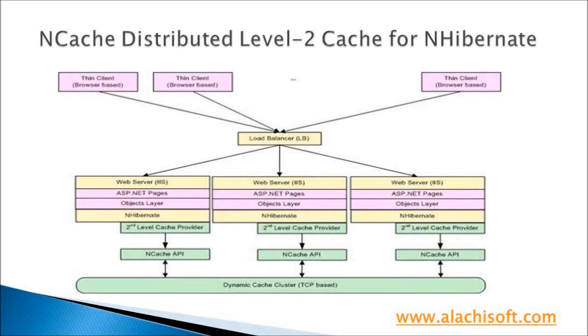In a load balance form like this, the data is pushed to the second level cache automatically by NHibernate once you get it the first time from your database, and this cache is shared by all the web servers. So it helps you reduce the load on your database.